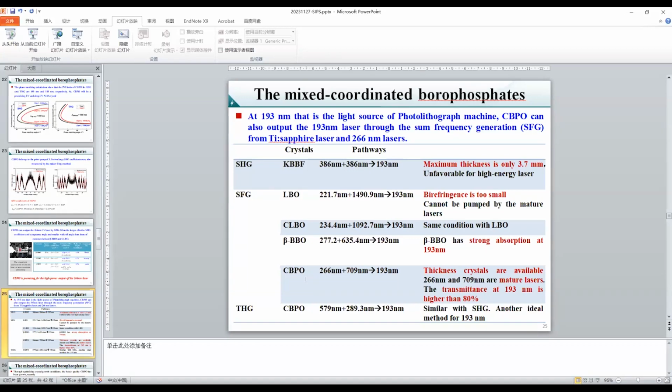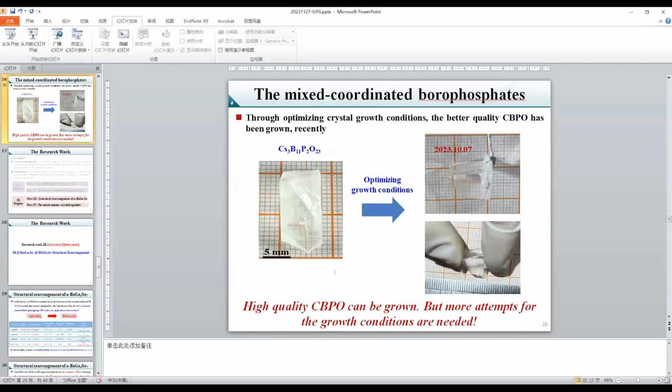But for CPPO, we can see thick crystals are available, and because it has suitable birefringence, it can be pumped by the Nd lasers. And for the transmittance at 193, CPPO also has very high transmittance. The transmittance is higher than 80%. So CPPO is also important for deep UV 193 laser output.